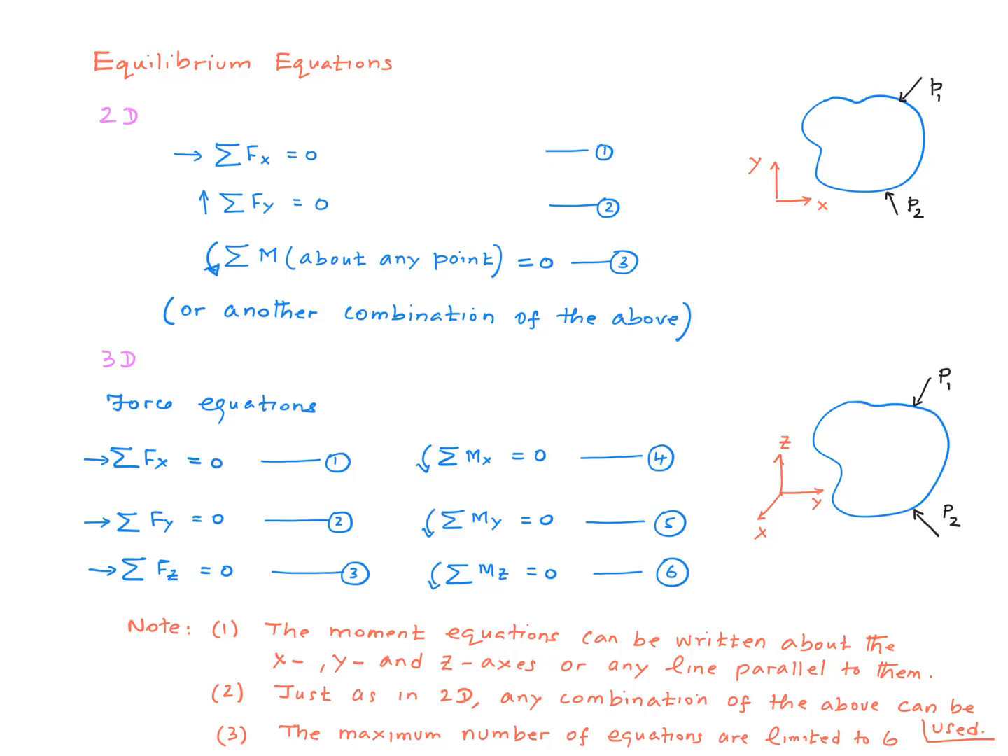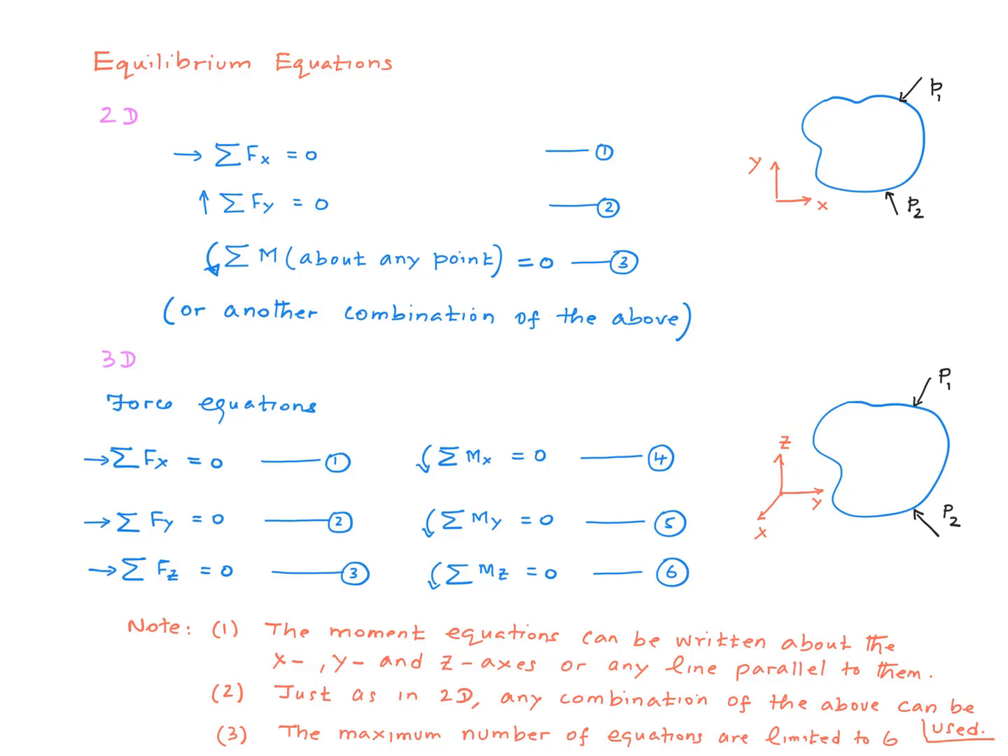You can write down 3 force equations, one in each of the 3 coordinate directions, x, y, and z. In addition, you can write down 3 moment equations, one about each of the 3 coordinate axes, x, y, and z. In 2D, we know we can write down moment equations about any point, right?